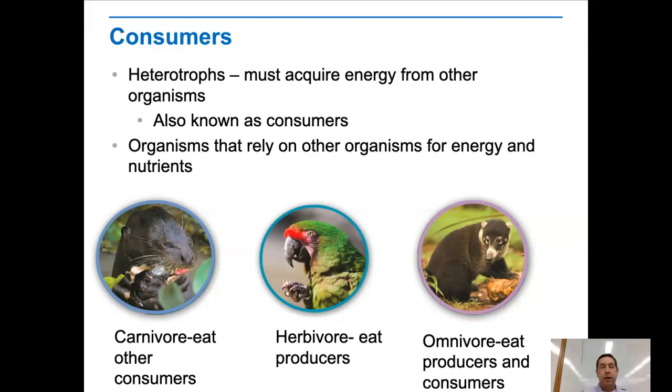There are the carnivores that eat other consumers or eat animals, usually what we say. Herbivores eat producers. A lot of times they're eating plants. And omnivores can eat both producers and consumers. We fall in the omnivore category.